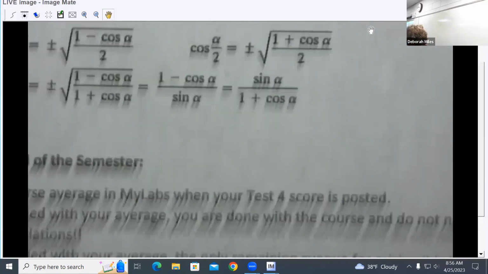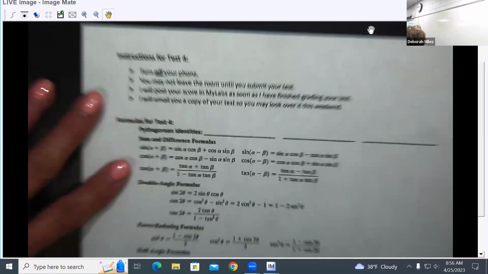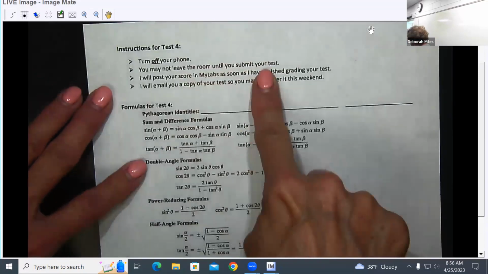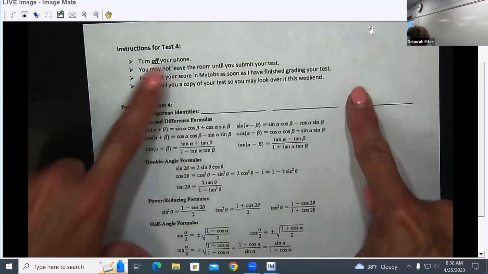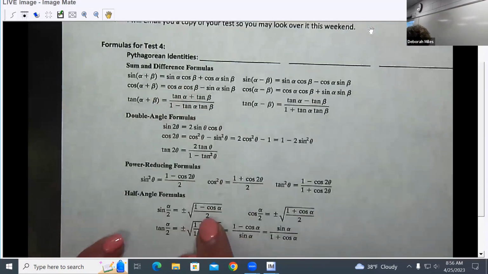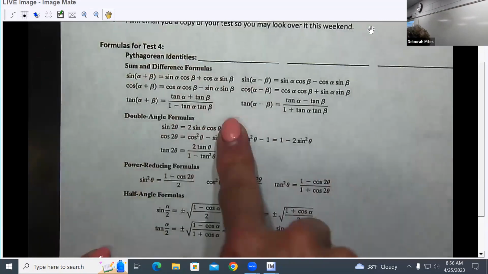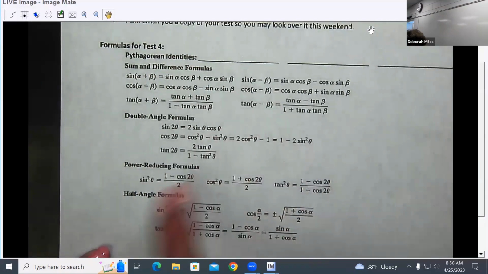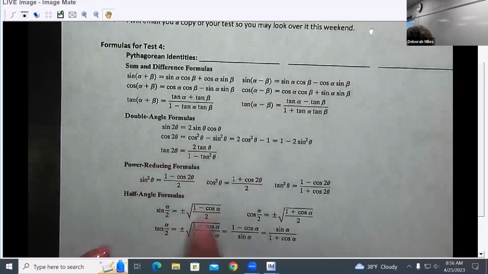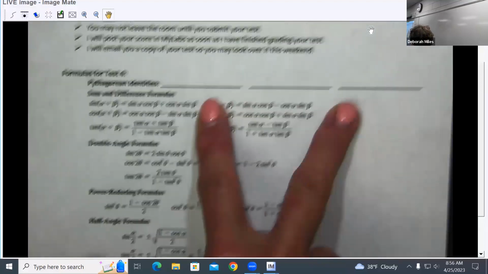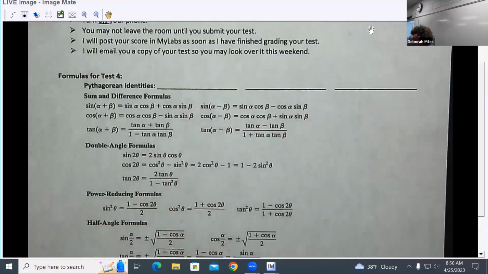Finally, this is what I will hand you when you come in to take the test Thursday. It's got instructions for the test, like turn off your phone, and then it has your formulas. The formulas are exactly what I told you I would give you. Sum and difference, double angle. You don't have a power reducing problem, half angle. And I left blanks to put the three Pythagorean identities just to have to look at. All right, see you tomorrow.